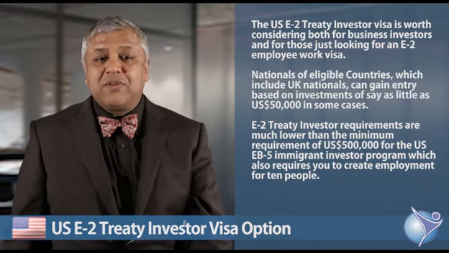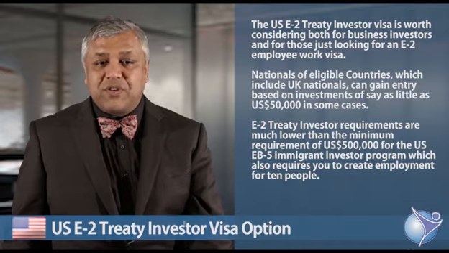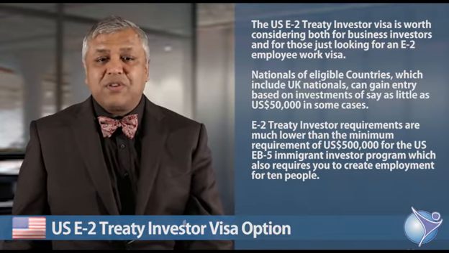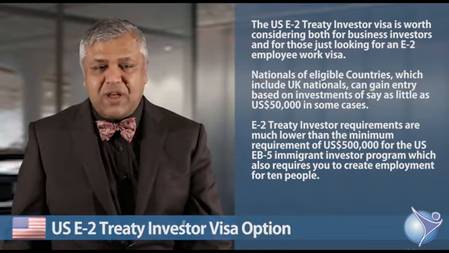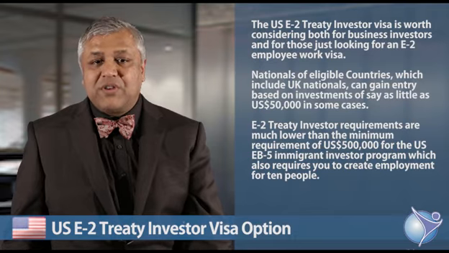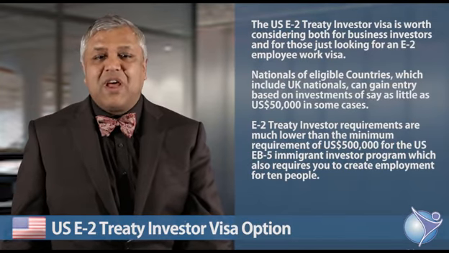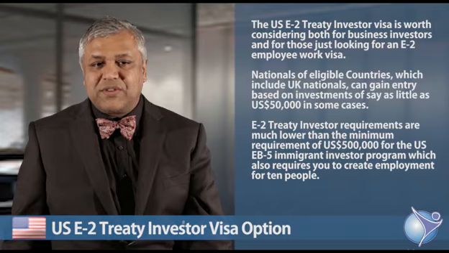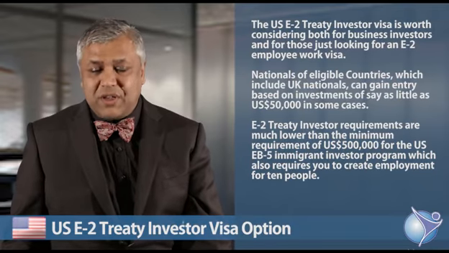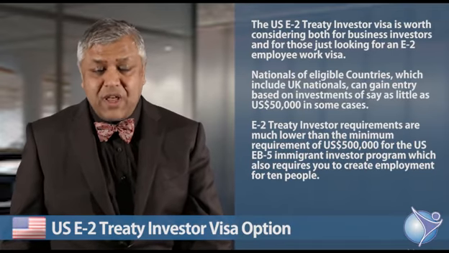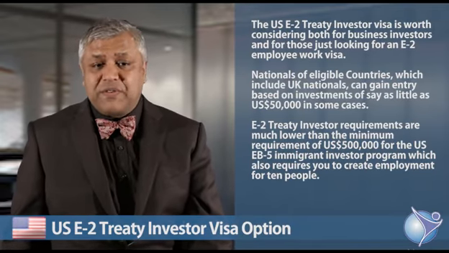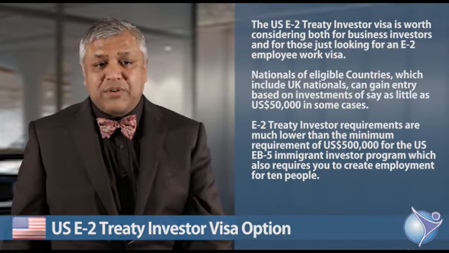The US E2 Treaty Investor Visa is worth considering both for business investors and for those who are looking for an E2 Employee Work Visa. Nationals of eligible countries, which include UK nationals, can get entry based on investments of say as little as US dollars 50,000 in some cases. Compared to the average London house price of about £500,000, about US dollars 750,000, this is not really that much.